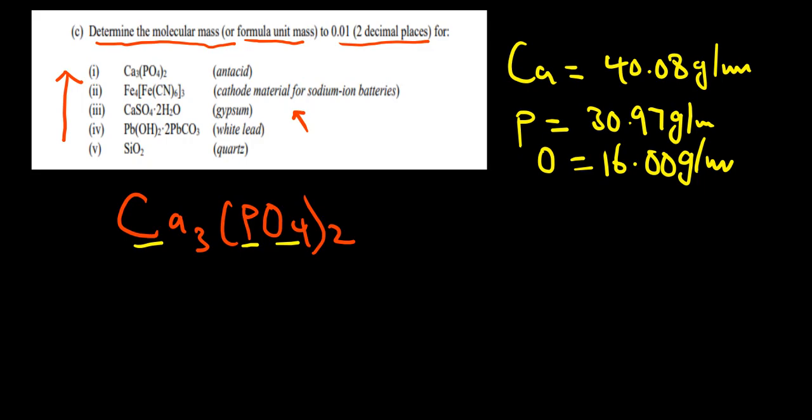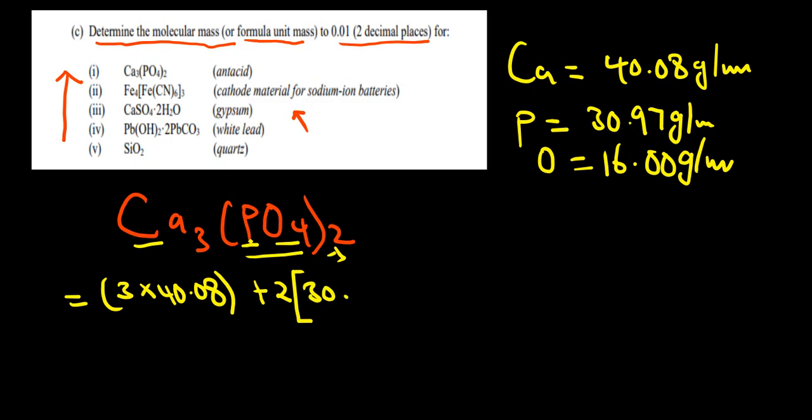So what are we going to do? Calcium has a 3 here, so we are going to multiply its atomic mass by 3: 40.08 multiplied by 3, and then plus. We have this 2 outside that is multiplying whatever we have inside, so we put the 2 outside and then a square bracket. First of all, the mass of phosphorus, which is just 30.97, plus 4 multiplied by the mass of oxygen, which is 16, and then close bracket.